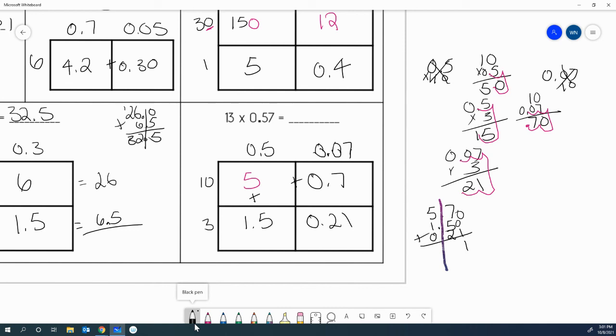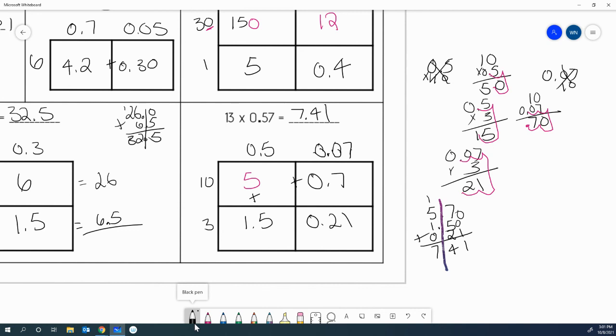0 plus 0 plus 1. 5 plus 2 is 7. 7 plus 7 is 14. 1 plus 5 is 6. Plus 1 is 7. So now my answer is 7 and 41/100, which I know you're saying, Miss Wilson, we started with 13.